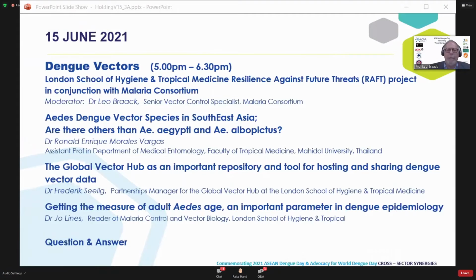We're going to move now to Dr. Frederik Seelig. Frederik is Partnerships Manager for the Global Vector Hub at the London School of Hygiene and Tropical Medicine. And here his interests lie in building a global resource to build capacities in vector control and research, to exchange information and knowledge, establish a community of practice in vector control interventions, connect stakeholders to improve epidemic preparedness. Frederik has a background in medical entomology.